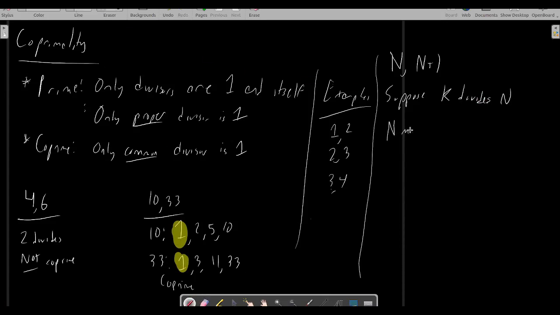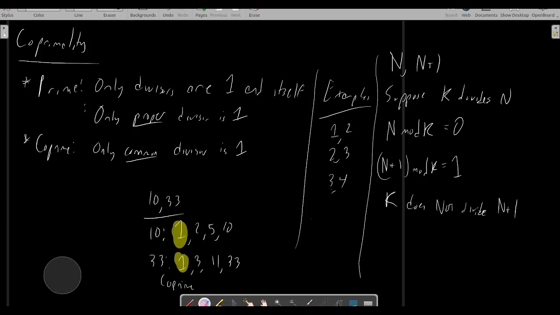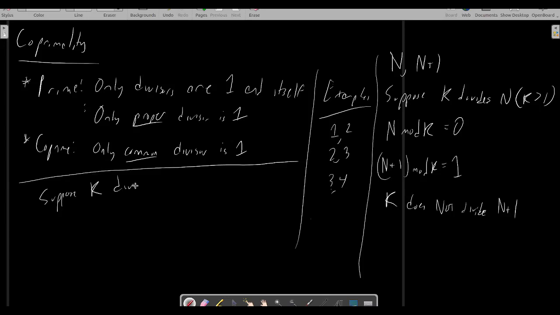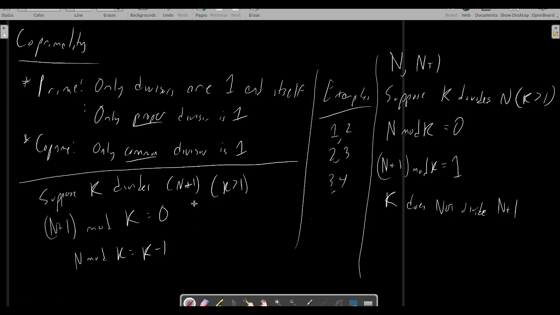That is, n mod k is 0. Then if we add 1 to both sides, we find that n plus 1 mod k is 1. Hence, k is not a factor of n plus 1. We can do the same thing in reverse. If some number k greater than 1 divides n plus 1, then n plus 1 mod k is 0. So n mod k must be k minus 1, and thus k does not divide evenly into n. So n and n plus 1 cannot have any non-trivial factors in common.